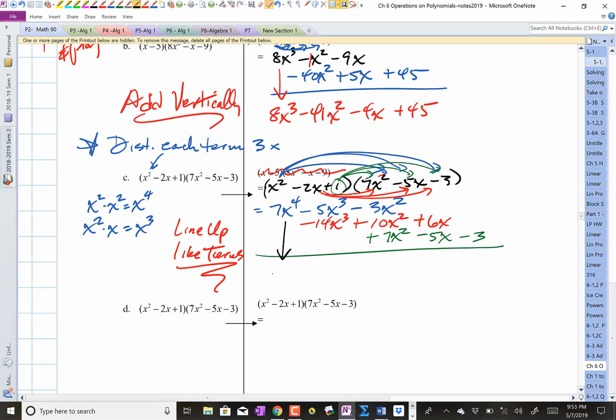So here we go. So bring down the 7x to the fourth because there's nothing like to it. Negative 5 and negative 14 is a negative 19, x cubed. All right, a negative plus a negative is a bigger negative. And then 7 plus 10 is 17. Take away 3 is 14, so that's positive 14x squared. And notice that when I add the like terms, the degrees stay the same.